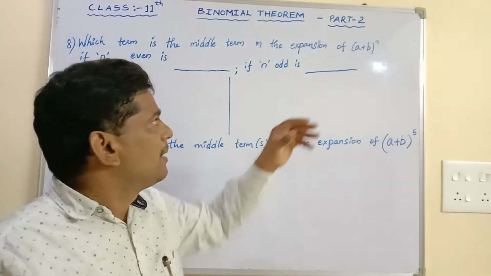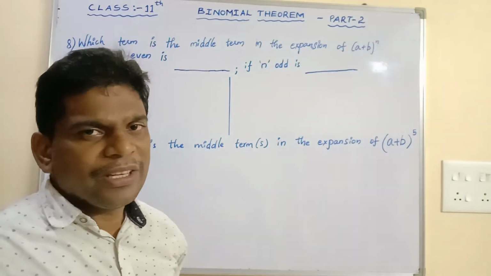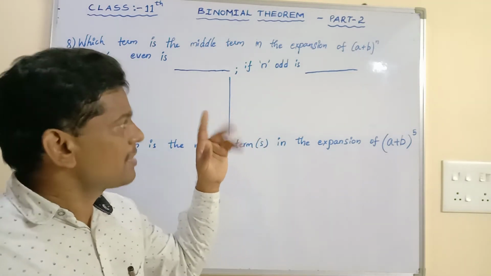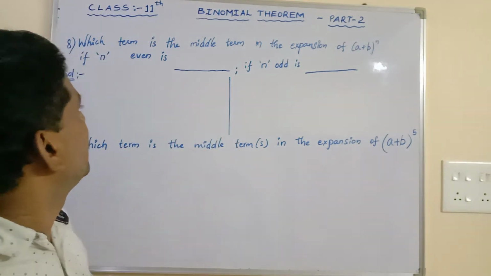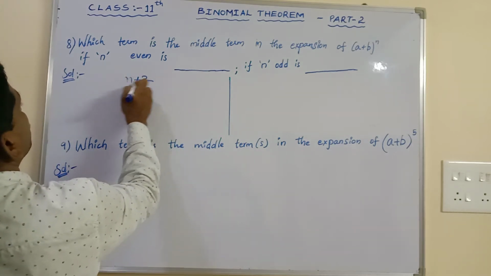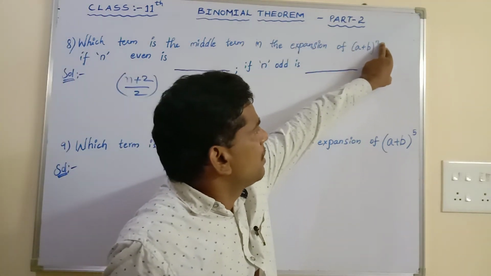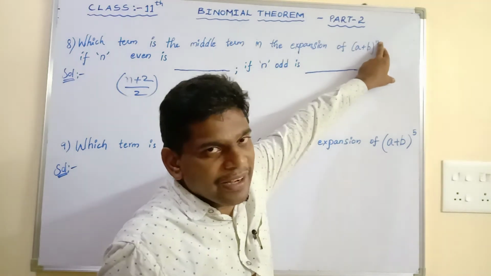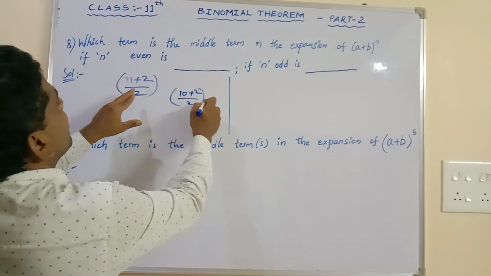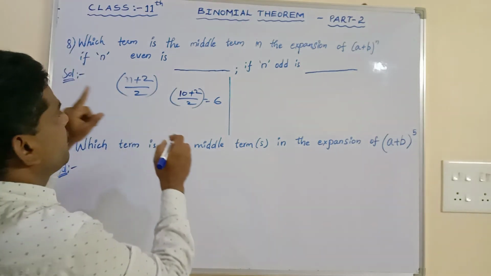Okay, the number of terms, if the n value is small, we can say by counting. If n is equal to 100, then it is difficult to say. That's why it is better to remember a small formula. If n is even, the middle term is the (n plus 2) by 2 term, where n is a positive integer. If n is even, suppose n is 10, so 10 plus 2 by 2. So then the middle term is the 6th. So T6 is the middle term then. Okay. If n is 10.